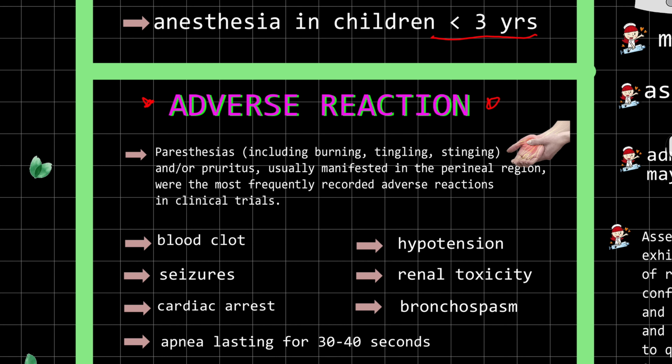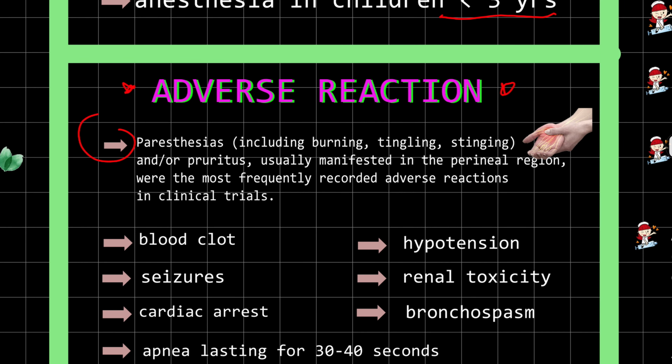One is paresthesia. Yes, paresthesias, including burning, tingling, stinging, and or pruritus, usually manifested in the perineal region, were the most frequently recorded adverse reactions in clinical trials, because they did clinical trials before releasing this medication, and they found out this adverse reaction, paresthesia, specifically in the perineal region. Next, we have blood clots. Blood clotting is one of the adverse reactions of propofol. Take note of that. That's why some doctors might run a coagulation profile.